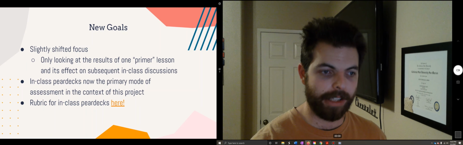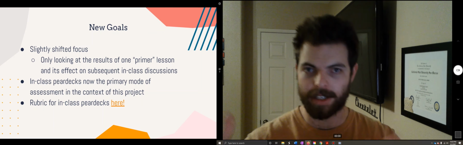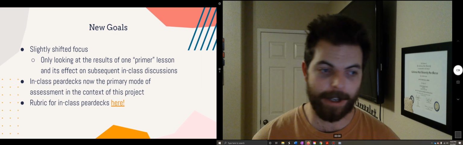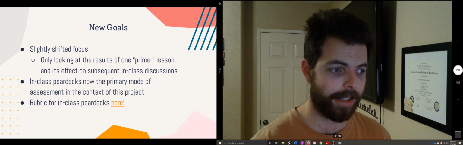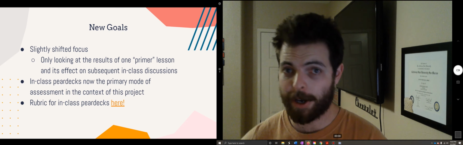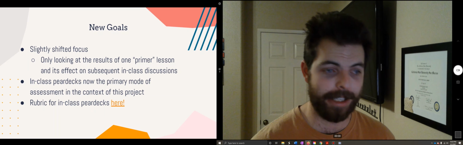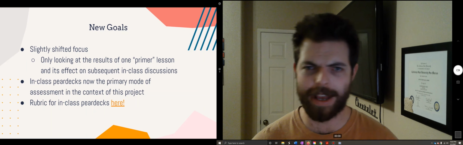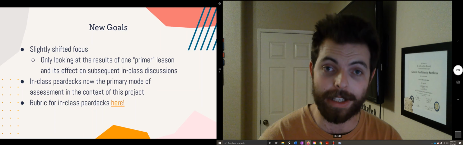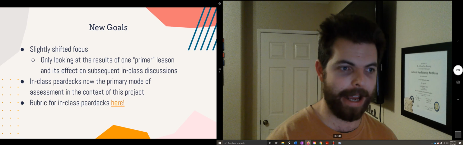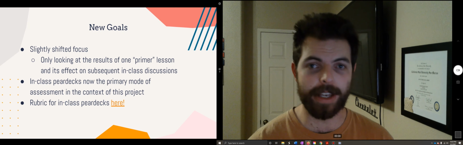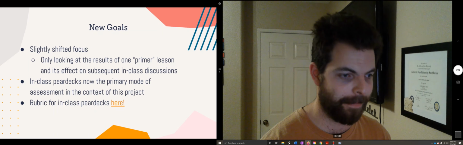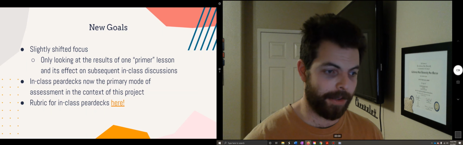I was only looking at the results of one primer lesson, as I'm calling it, and its effect on the subsequent in-class discussions. The in-class Pear Decks were now my primary mode of assessment as opposed to a more formal assessment that I was going to give at the end of my previously planned 3-lesson sort of mini unit. So the rubric for that is right here. Let's see if I can pull it up.